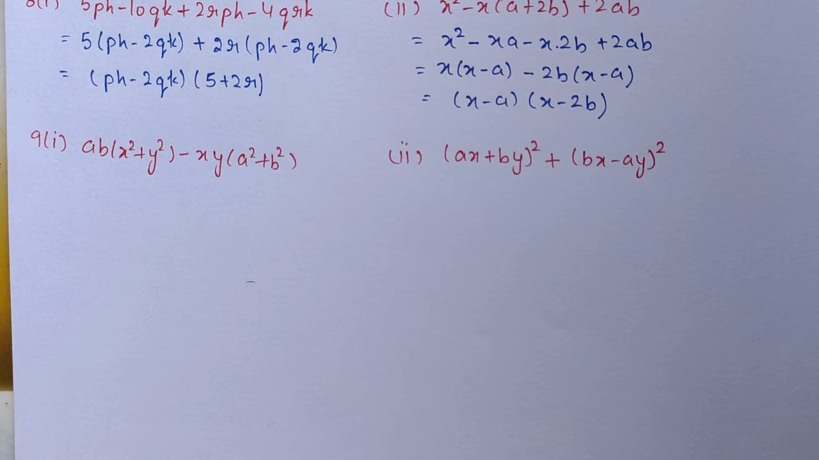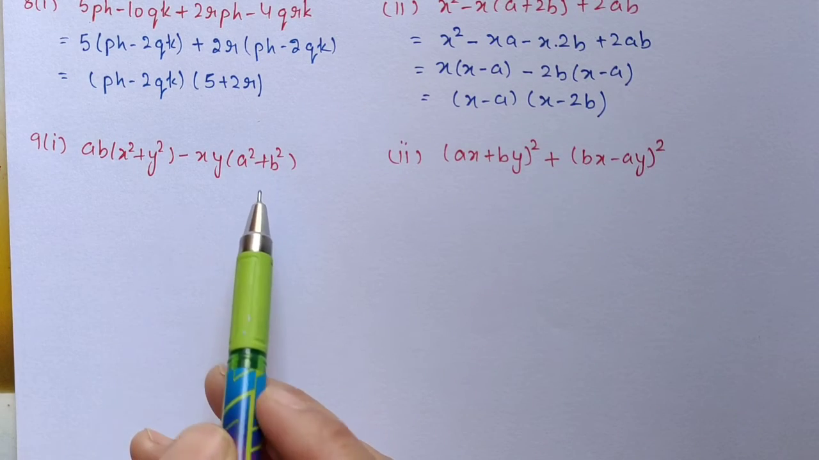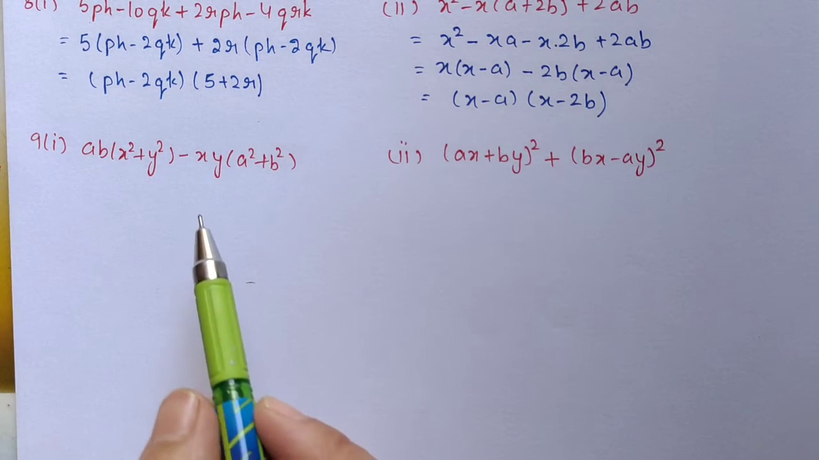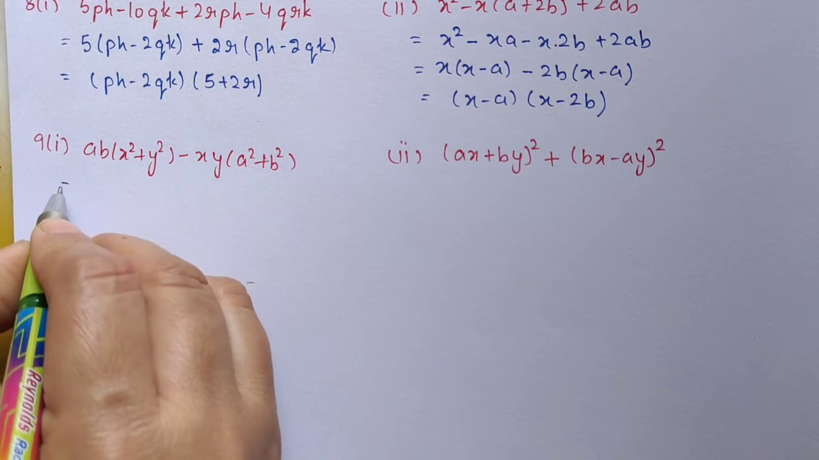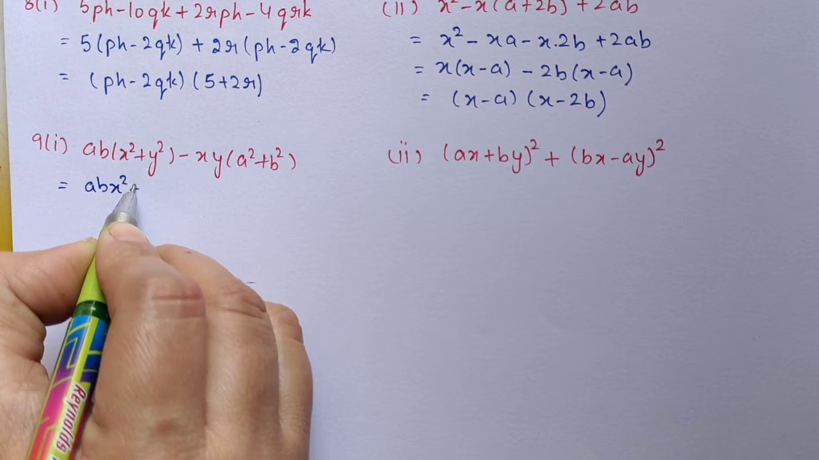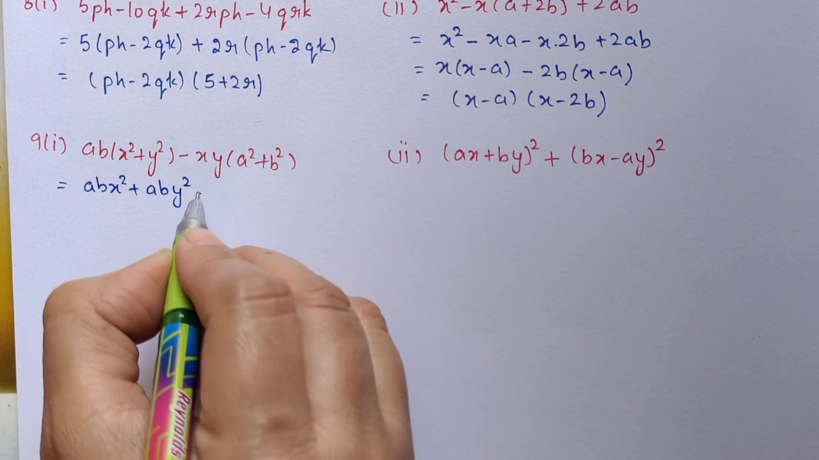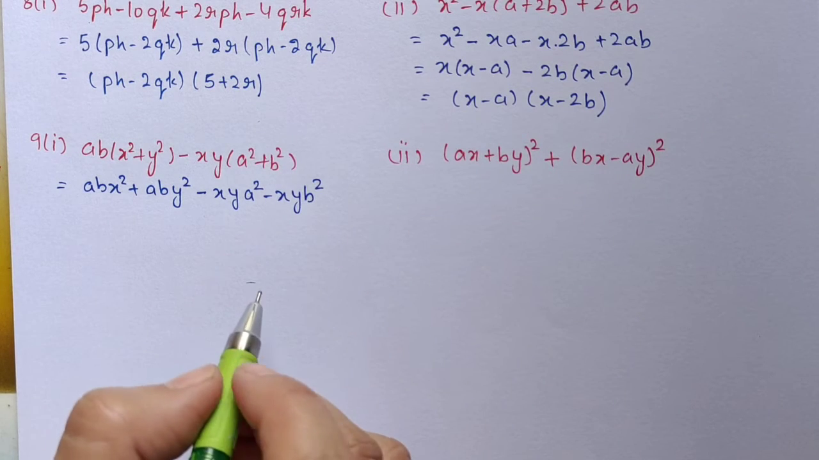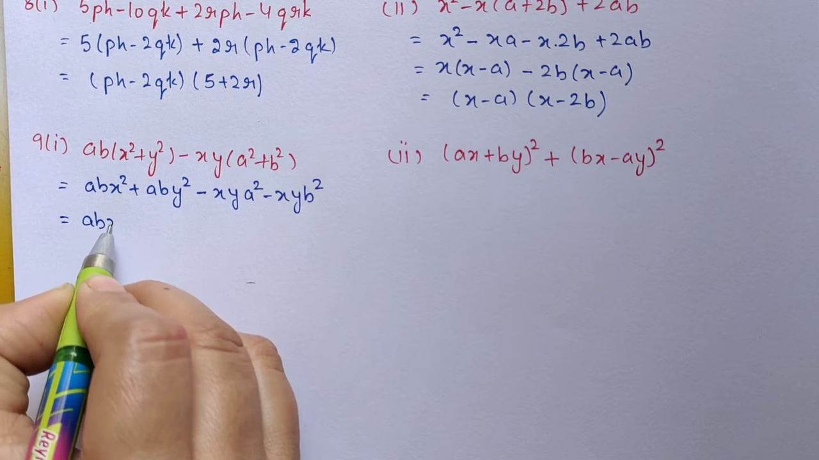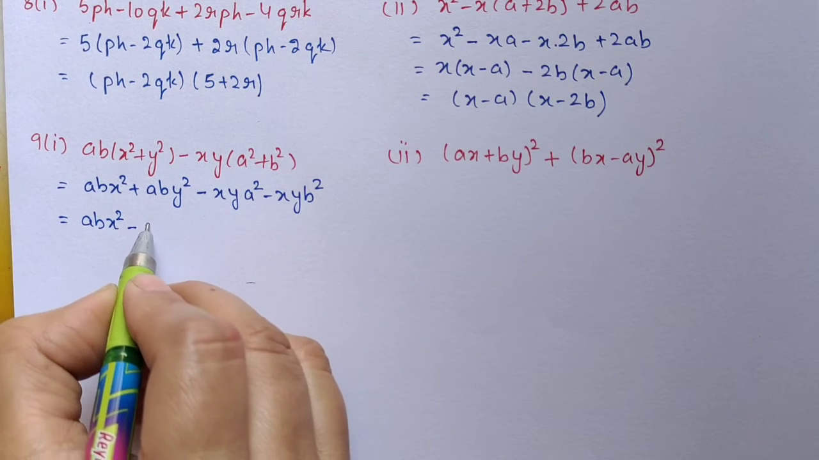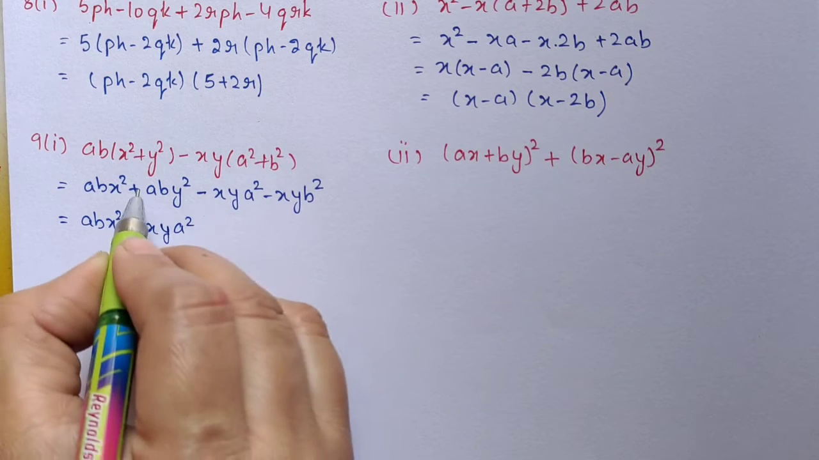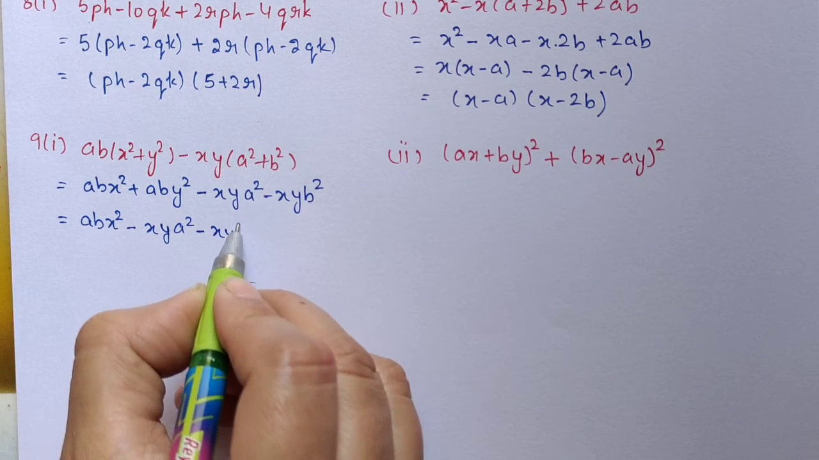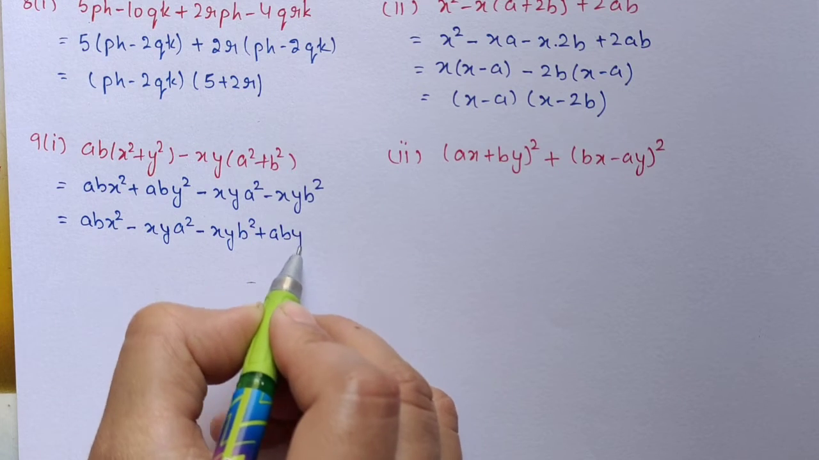Next, question number 9: ab(x square plus y square) minus xy(a square plus b square). Already they have done grouping here, but you can see these two brackets are not the same. It means we have to regroup it. So first we will remove this bracket: ab x square and ab y square. Second bracket: minus xy a square minus xy b square. Now we will regroup it. We will take ab x square with this minus xy a square, and this we can take out at last, xy b square plus ab y square.